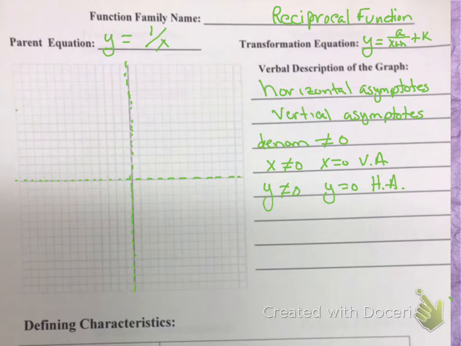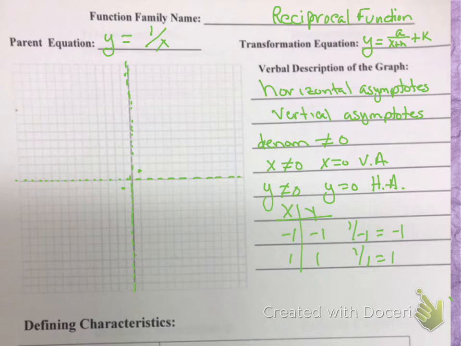So if we do a quick table of points here to see what this graph looks like, and when I say quick, I mean really quick. I can't put 0 in for x, so I'm going to put something on either side of 0. I'm going to put -1 and 1. If I put -1 in for x, I have 1 over -1, which is -1. And if I put in 1 for x, I have 1 over 1, which is 1. So this graph crosses through the points (1, 1) and (-1, -1).